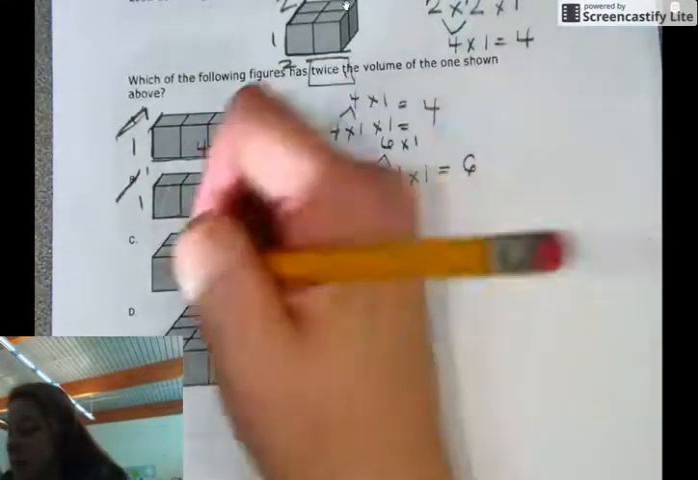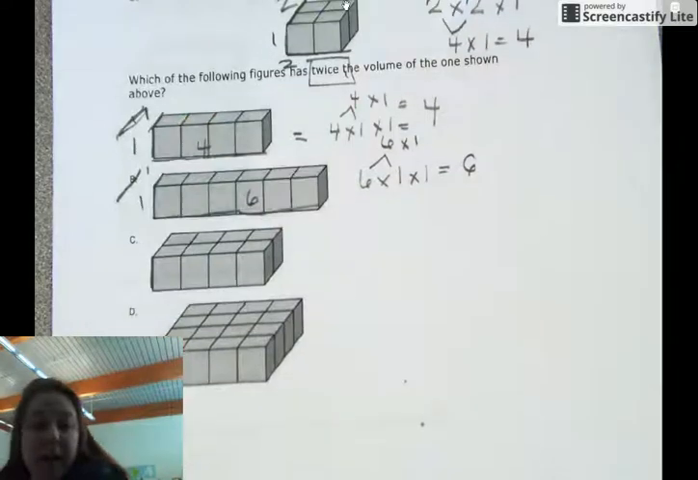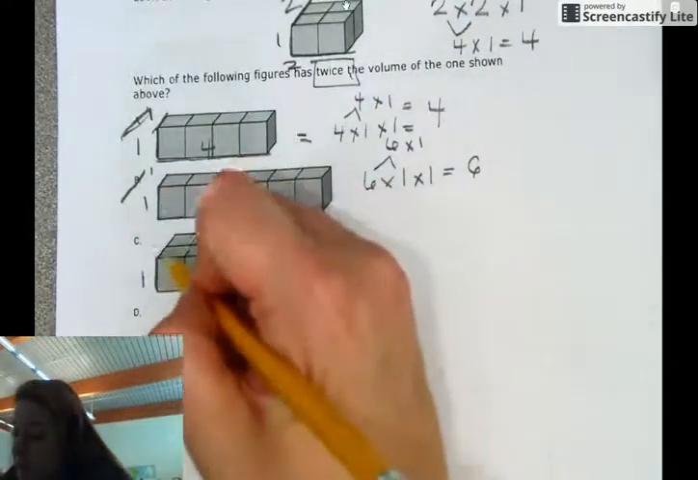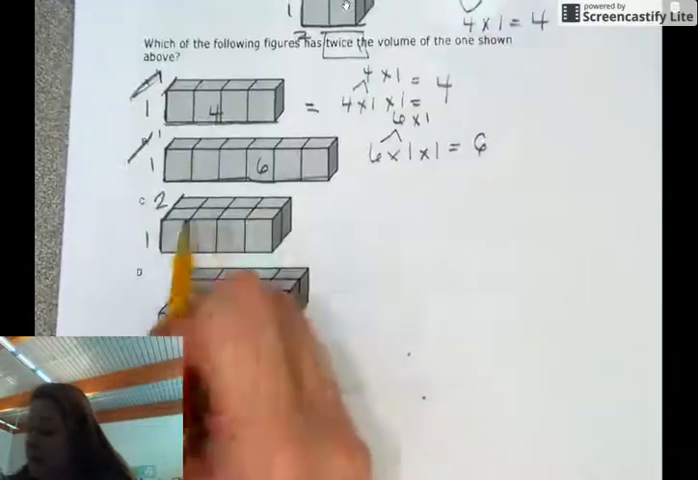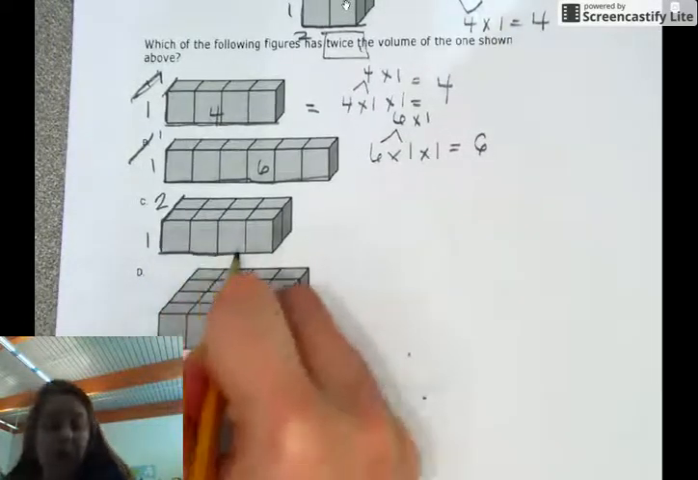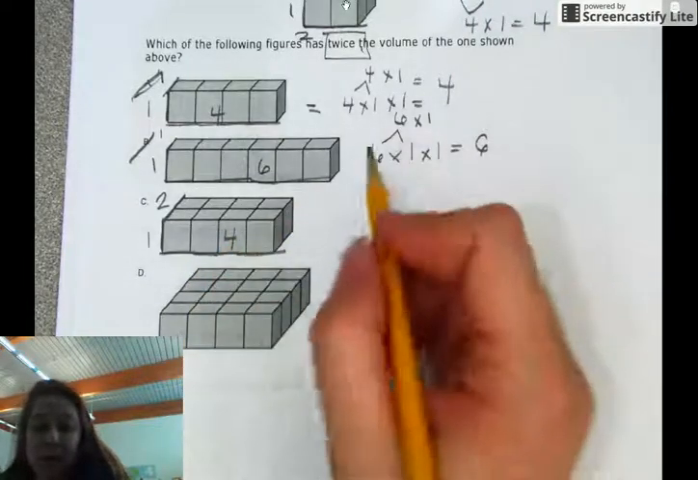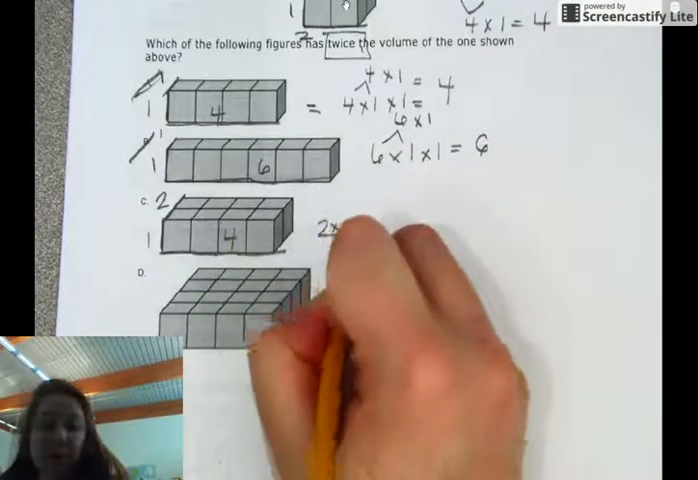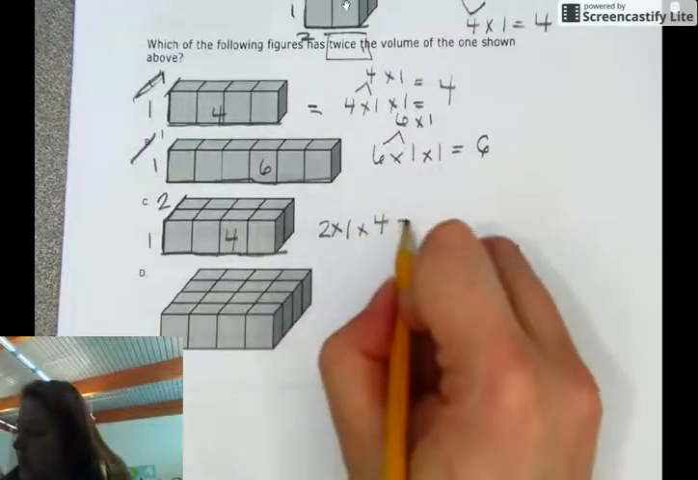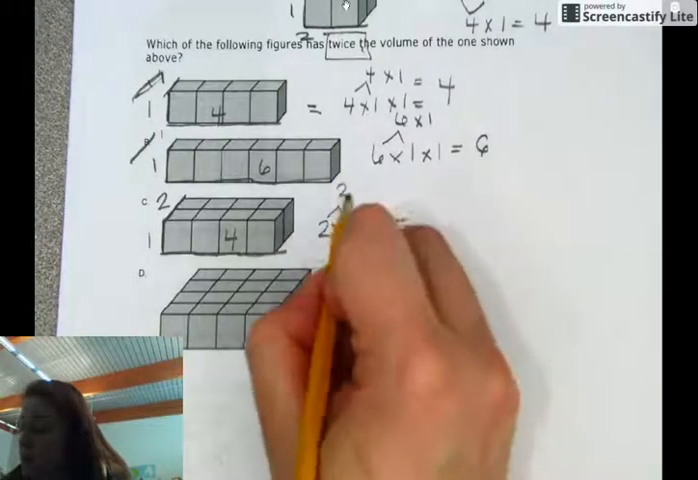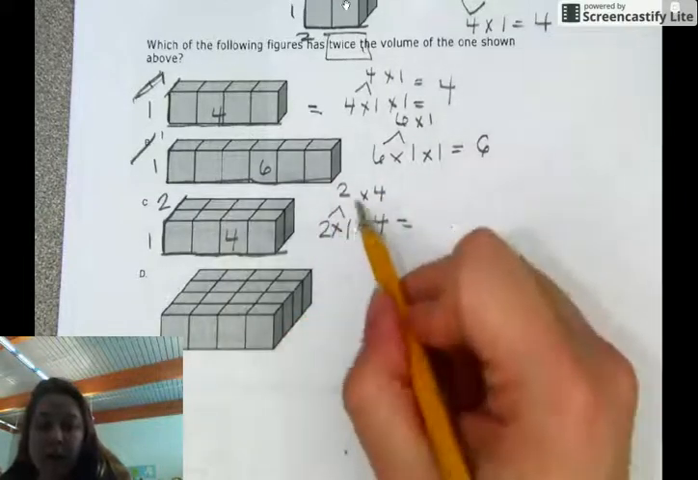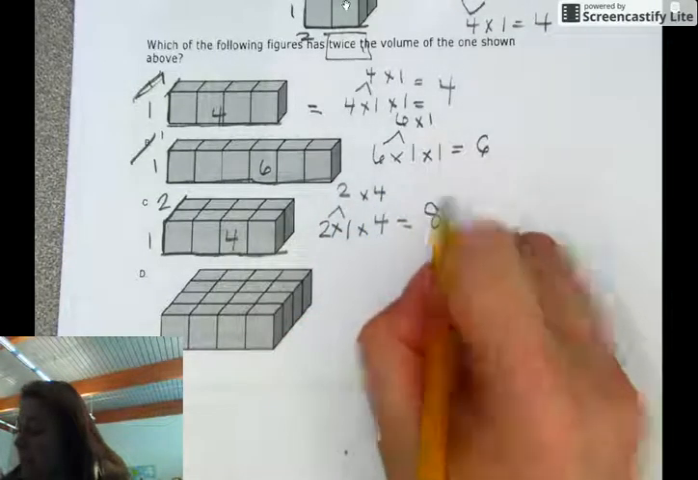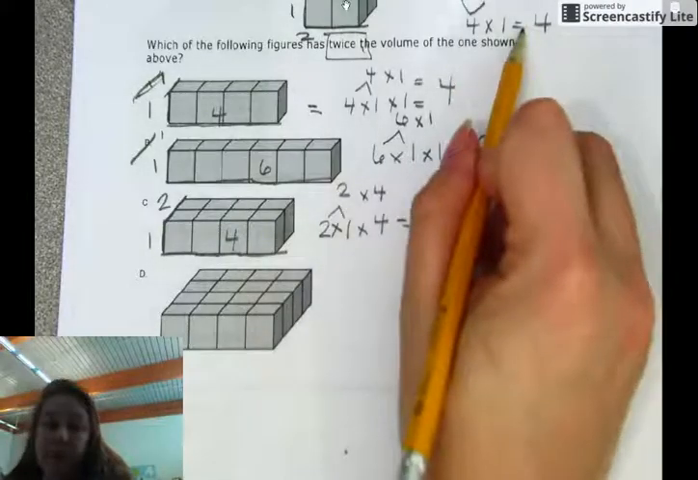Okay, so let's look at the next one. Here is my height. My height is 1. My width is 2. And my length is 1, 2, 3, 4. My length is 4. So I'm going to take 2 times 1 times 4. 2 times 1 is 2. I'm going to times that by 4. So 2 times 4 gets me 8. That is twice the volume of 4.